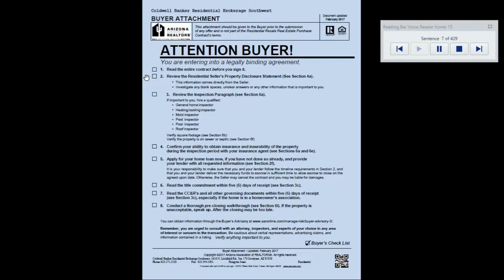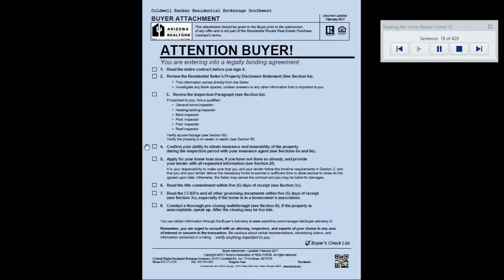This information comes directly from the seller. Investigate any blank spaces, unclear answers or any other information that is important to you. 3. Review the inspection paragraph, see Section 6A. If important to you, hire a qualified general home inspector, heating cooling inspector, mold inspector, pest inspector, pool inspector, roof inspector. Verify square footage, see Section 6B. Verify the property is on sewer or septic, see Section 6F.